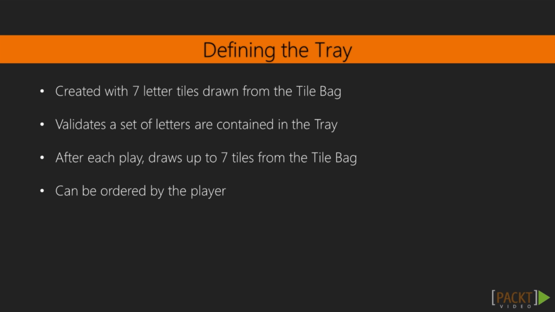So let's throw out all the stuff that doesn't directly affect the tray. We're left with the following requirements. 1. The tray starts with and attempts to maintain 7 letters. 2. The tray must determine if a set of letters for a word exists in the tray. And 3. The tray's letters may be ordered by the player.